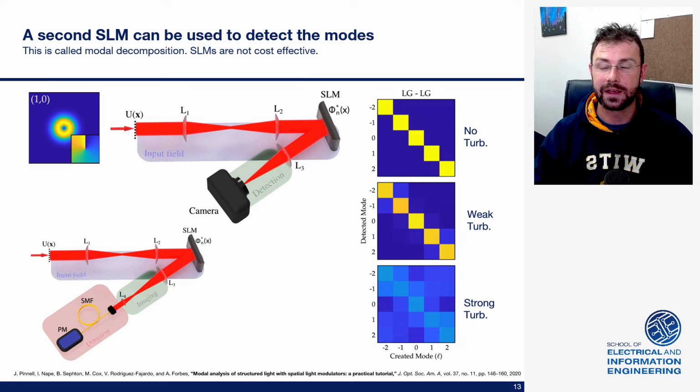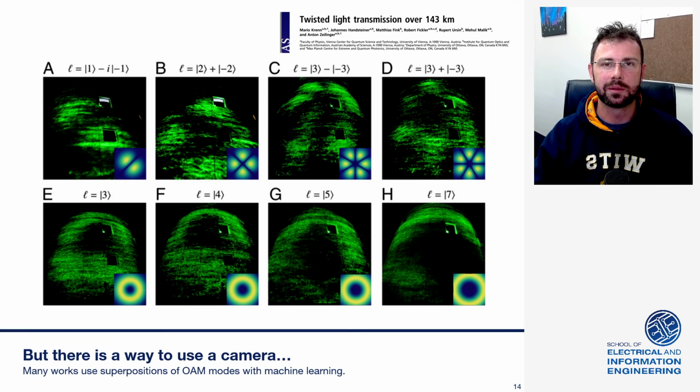Now, if we only had a camera, because spatial light modulators are kind of expensive, we don't have too many options. Mario Krenn, a few years ago, transmitted what they called twisted light over 143 kilometers. They did not have many options for what they could transmit. If they transmitted just the actual OAM modes, you could see as the l gets bigger, the mode gets bigger and you get more space. But can you really tell the difference between this l equals 7 mode and this l equals 3 mode? I mean, this could just be a more diverged version of this.